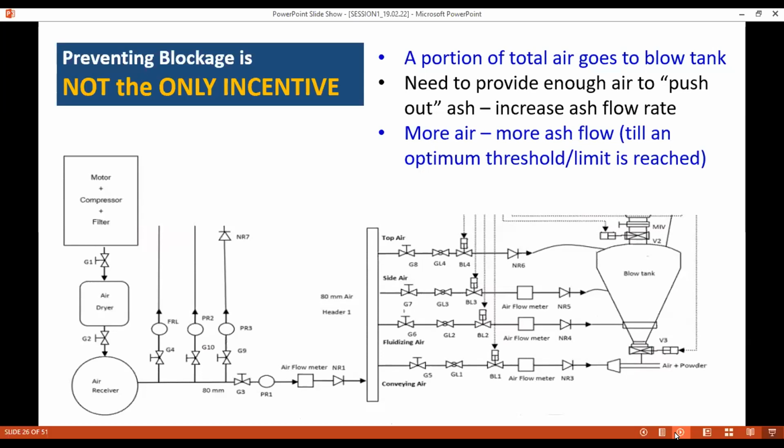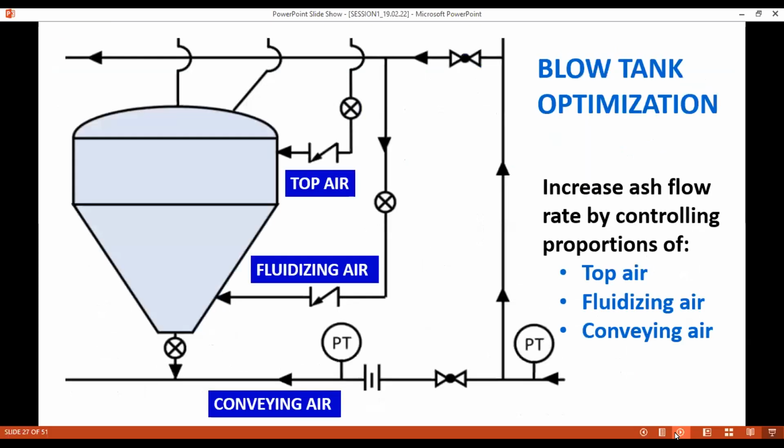Now, a portion is tapped for the blow tank air, fluidization and equalization. They are tapped from the transport air system. So if the transport air compressor is undersized, less air will go to the blow tank to push the ash down. And so the ash will not come down because you are not pushing it hard enough. So this is very important. For blow tank aeration optimization, you have to have the right balance of the top air, the fluidization air, and the conveying air.